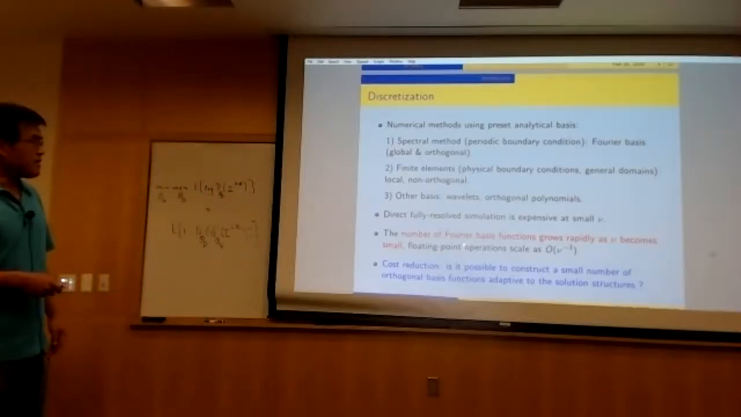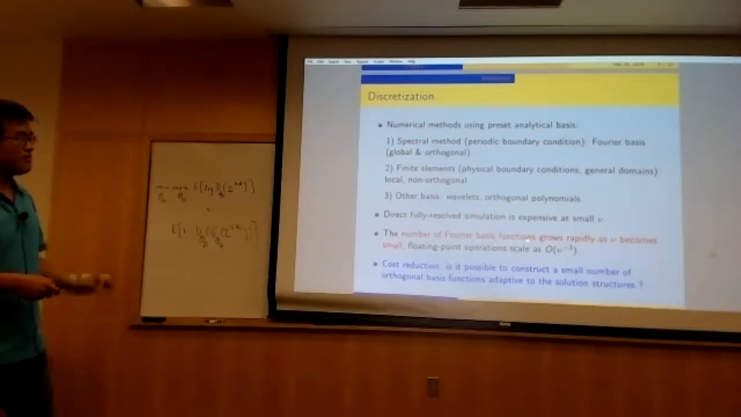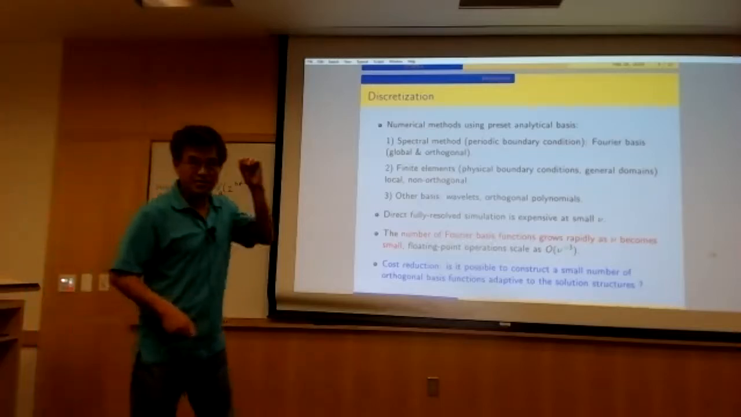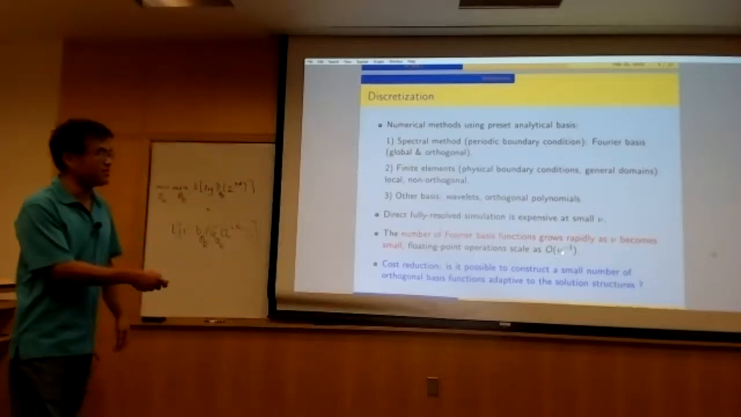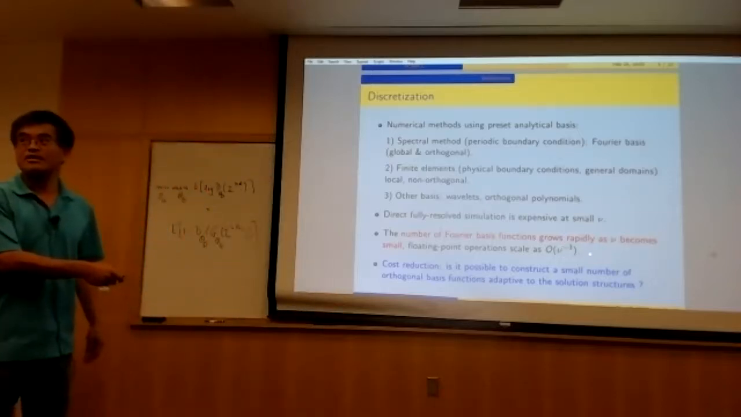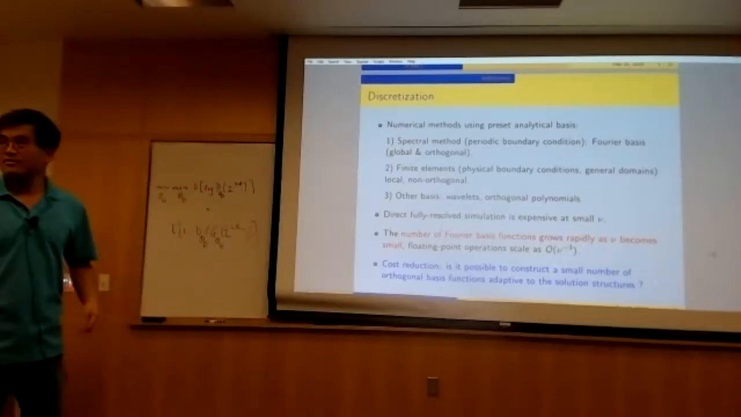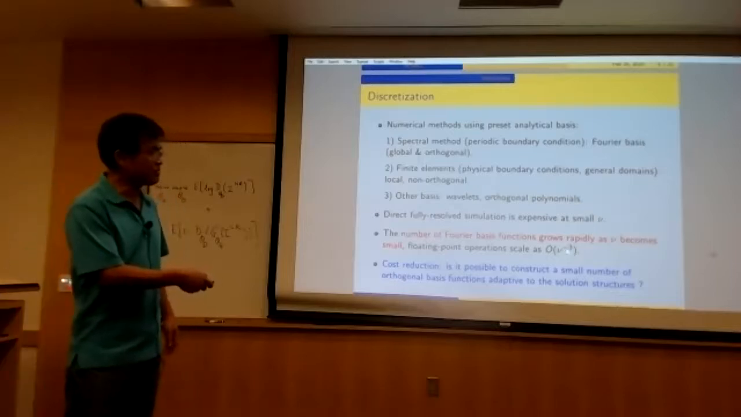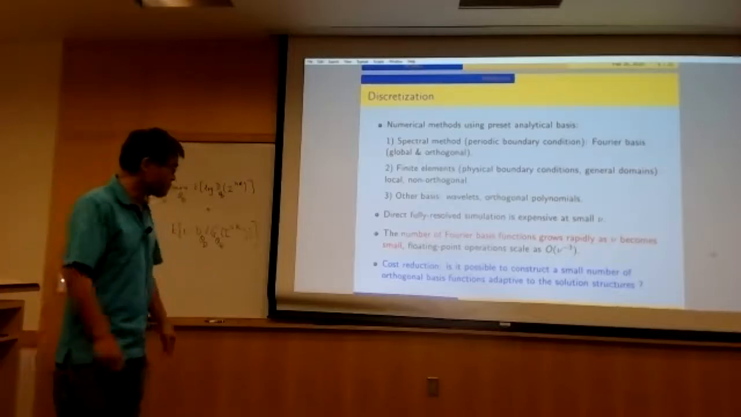Okay, so in particular, if you use the Fourier basis, the number of Fourier bases needed grows rapidly when nu becomes small, on the order of nu to the minus 3 in 3 dimensions. So imagine that if you want to resolve this, the cost will grow quite fast.